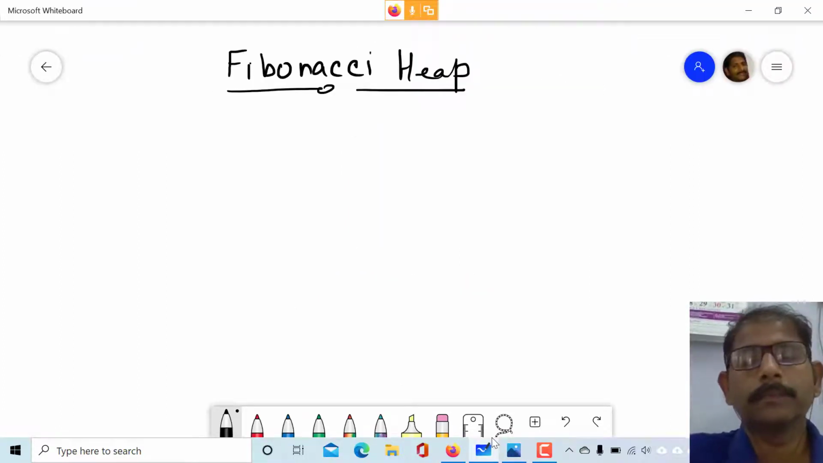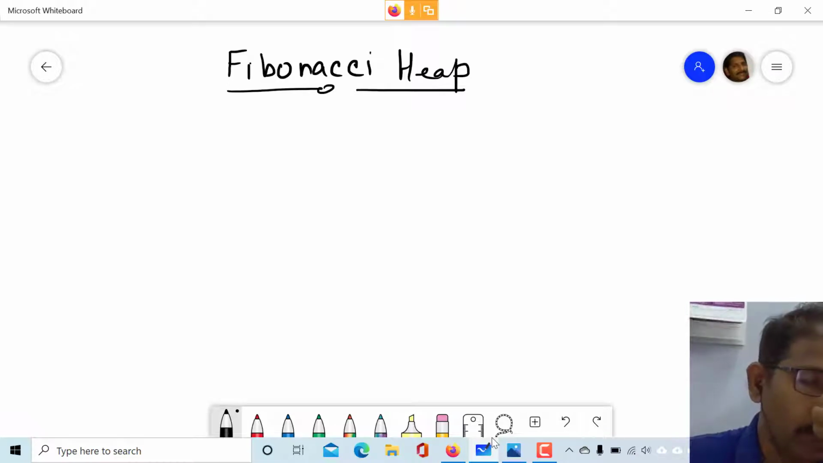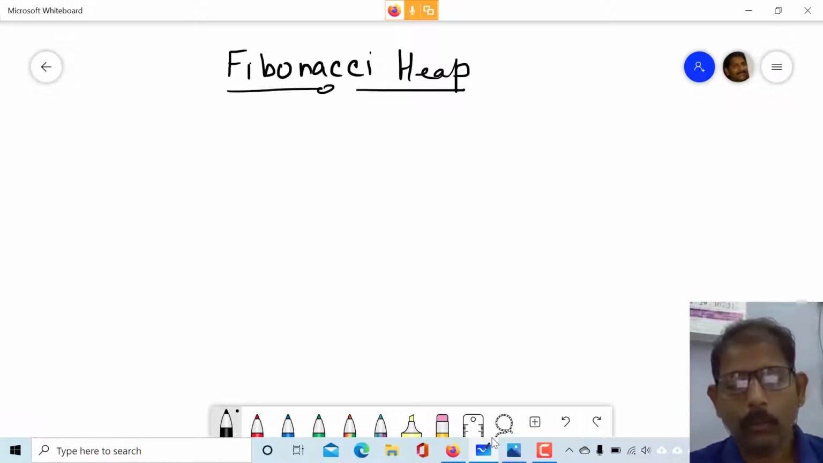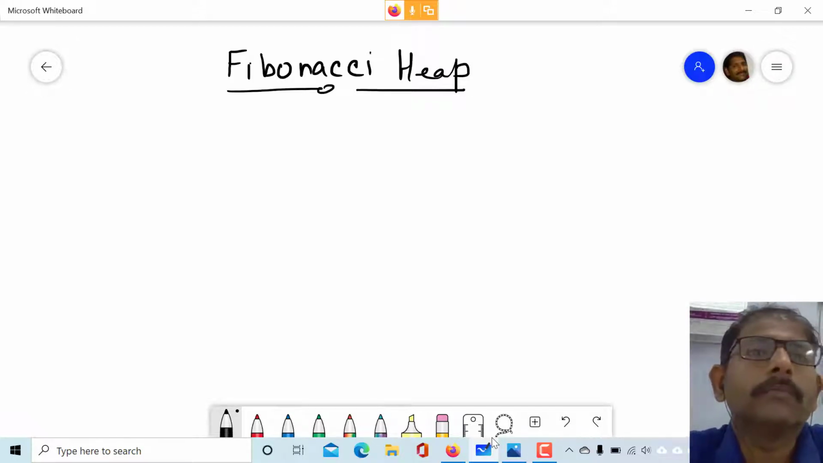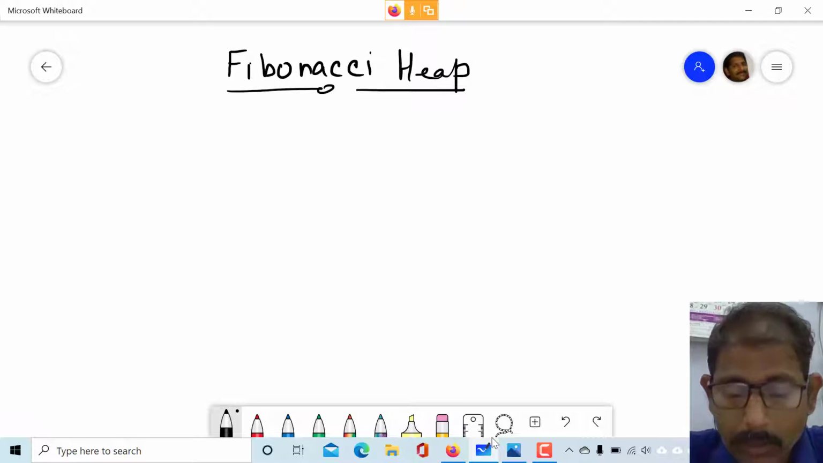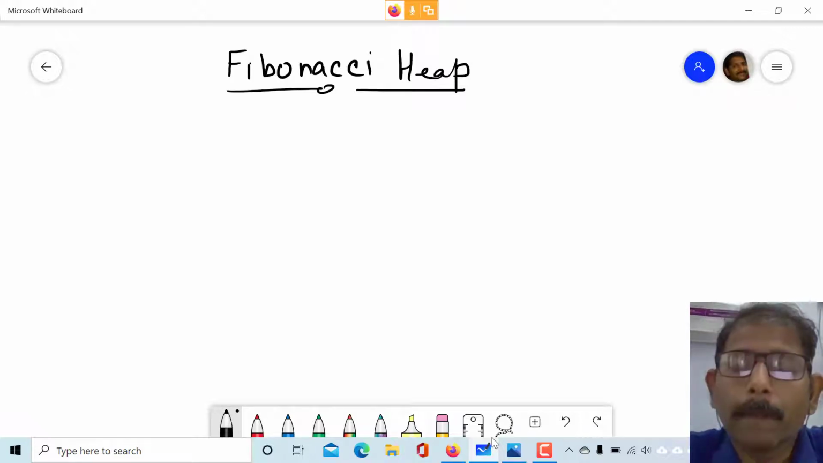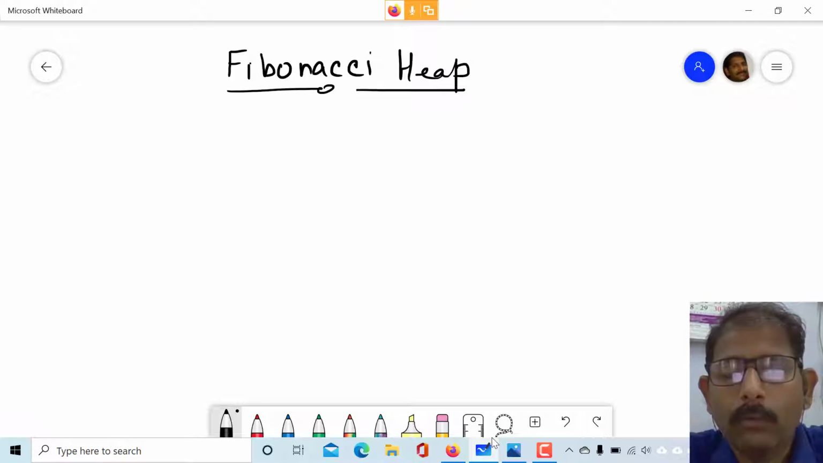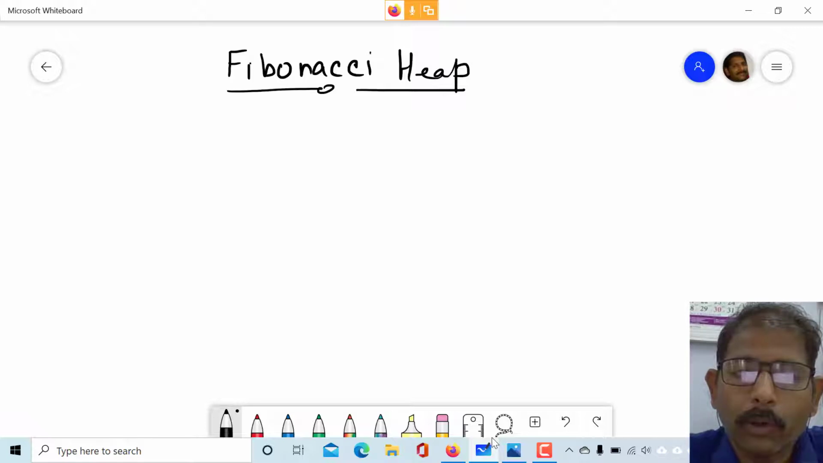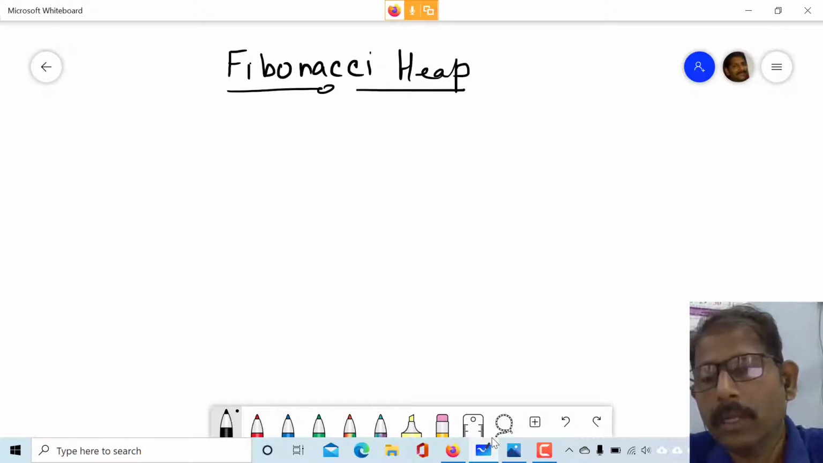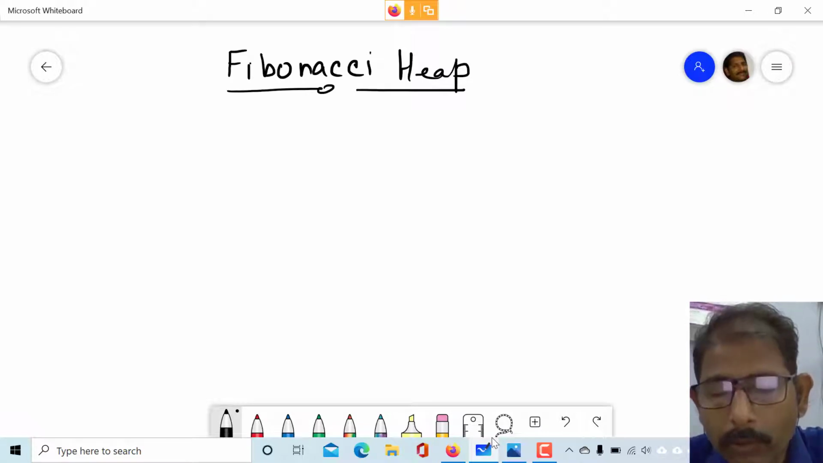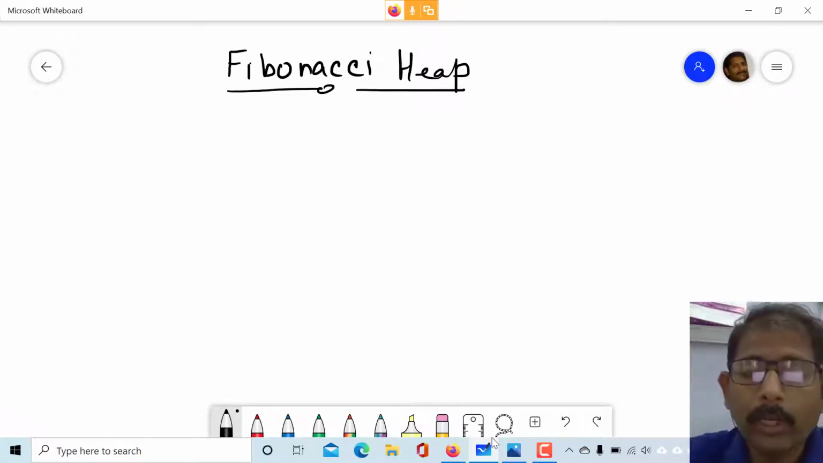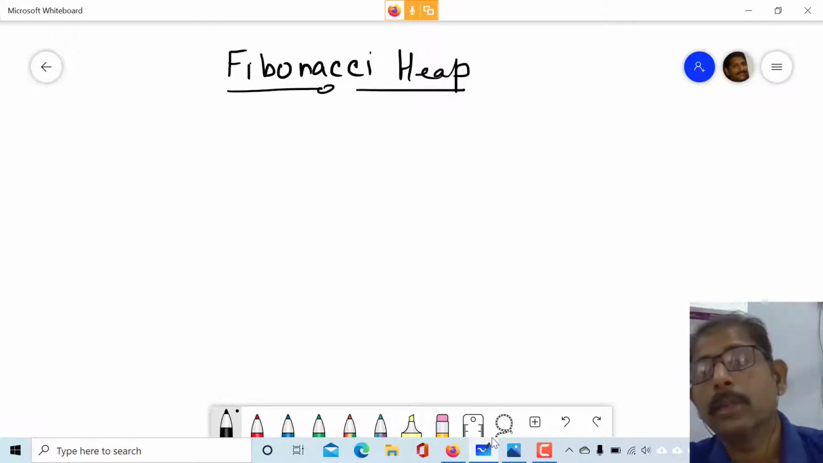Yesterday we discussed binomial heap. Binomial heap and Fibonacci heap both came into existence because the actual heap sort algorithm has some demerit in the case of union operation. Union operation means when more than two heaps are added, the process takes very much time, that means its complexity goes up. Due to this reason, binomial heap and Fibonacci heap came into existence.